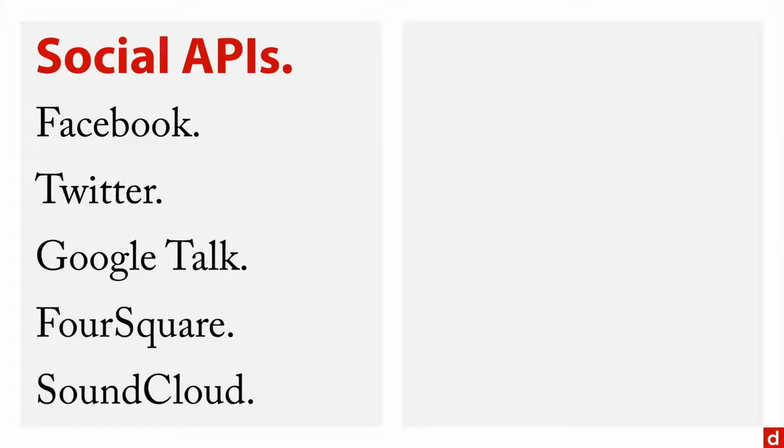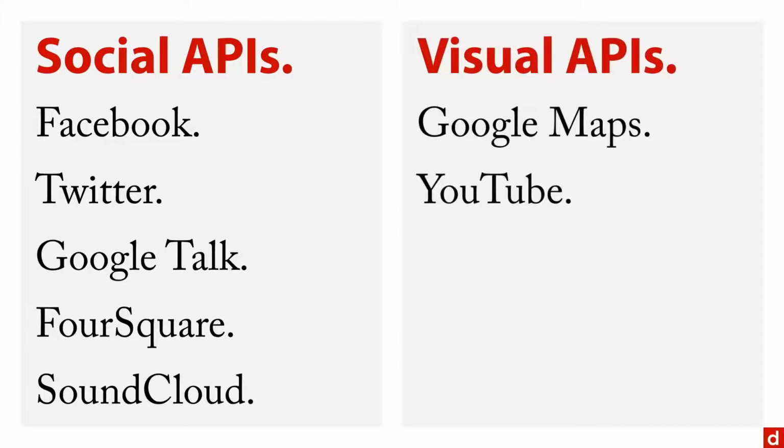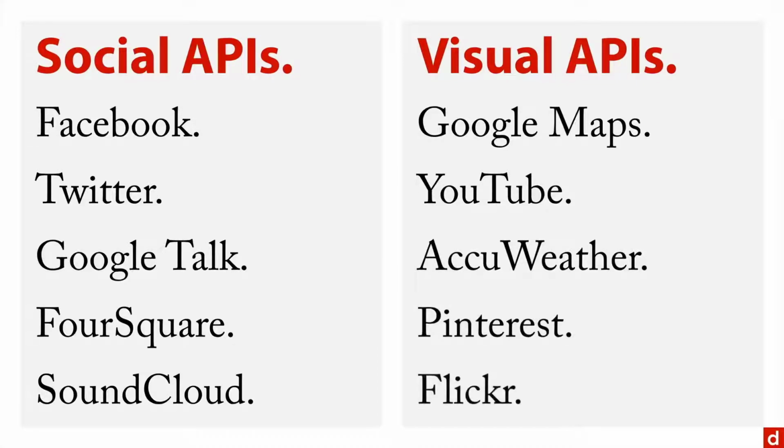And then there are also what are called visual APIs, which are for getting visual data. So for instance, Google Maps is the most common, but YouTube, something that accesses YouTube on a particular website, or AccuWeather, which is for getting weather information, Pinterest for photos, and Flickr for photos as well. So these are some really common APIs, and you can program your computer to pull in data from any of these services and sites and integrate it into your own website or into your own data analysis.